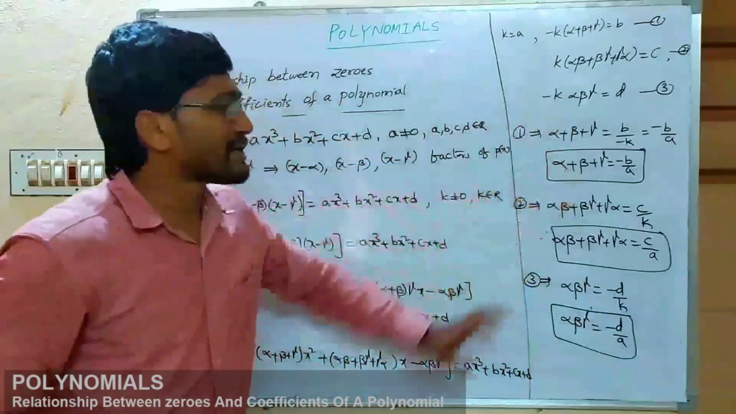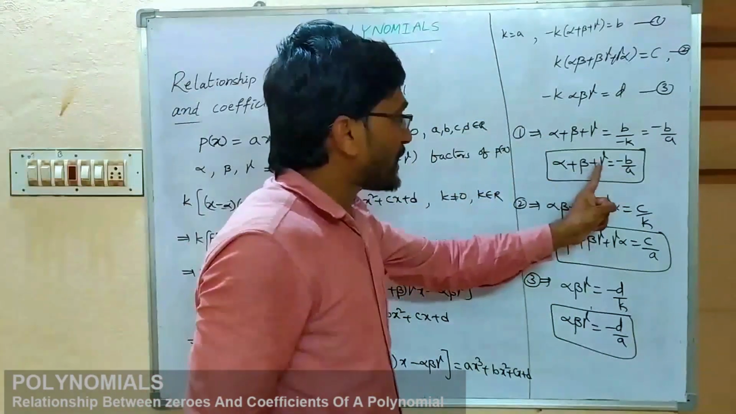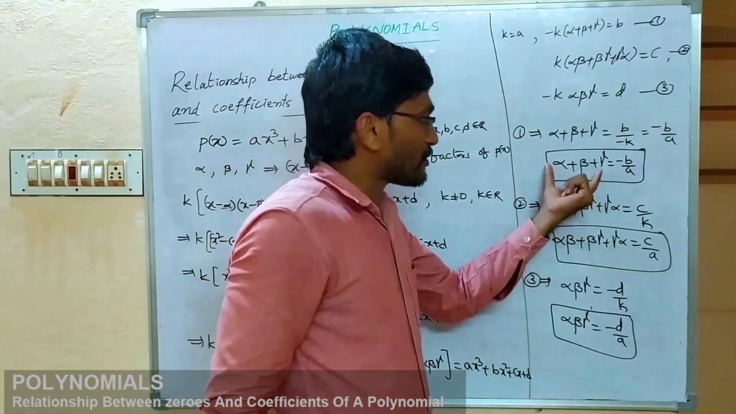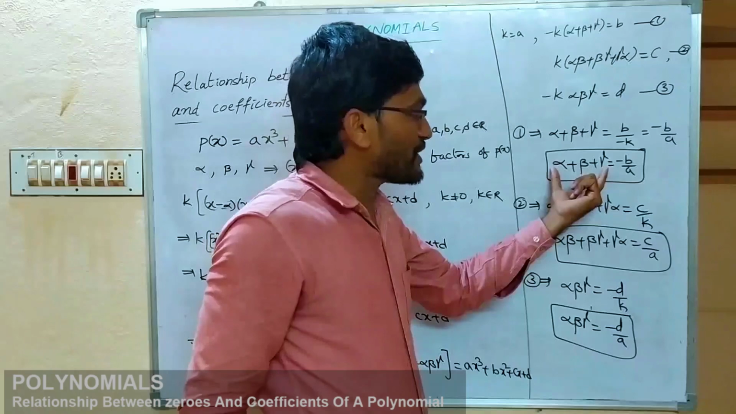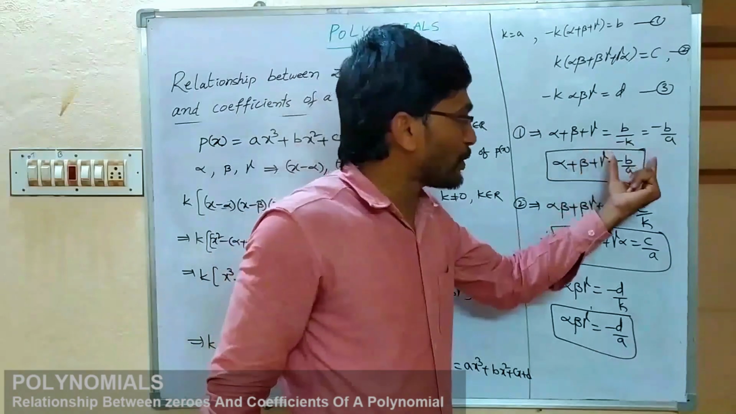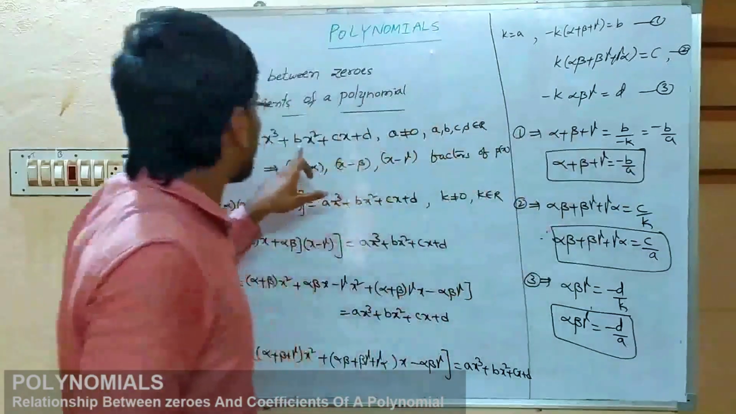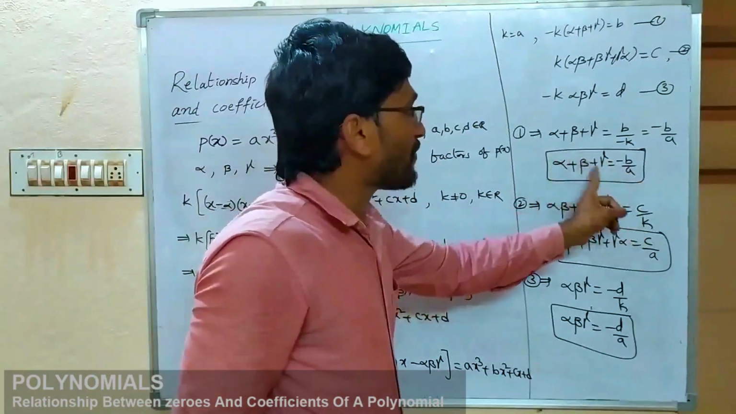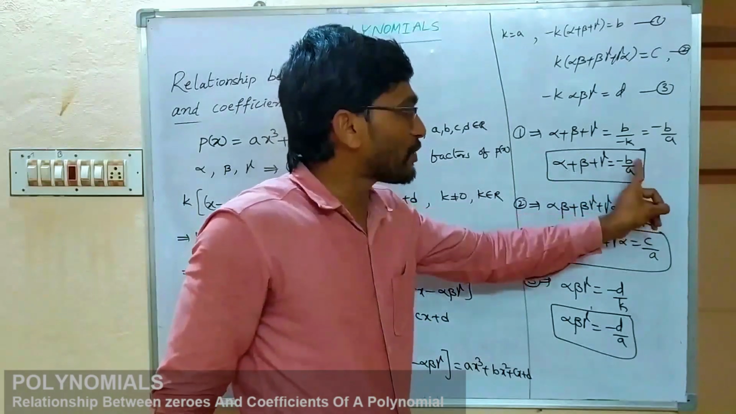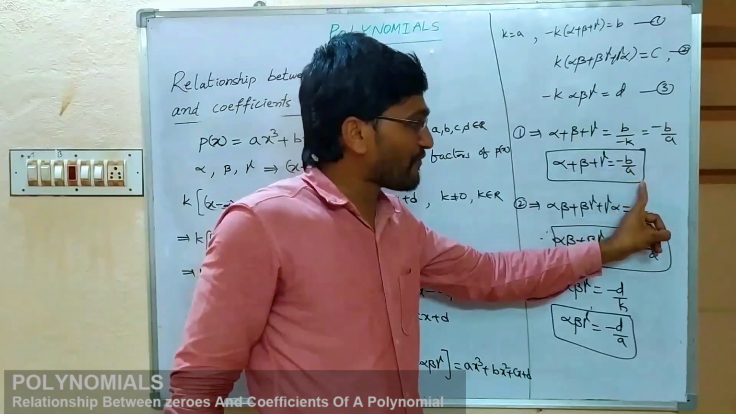These are the relationships between zeros and coefficients of a polynomial. See here, alpha, beta and gamma with plus sign, so it is nothing but the sum of the zeros of a cubic polynomial. Sum of the zeros of a cubic polynomial is equal to minus b by a. That means b is the coefficient of x square divided by the coefficient of x cube. Finally, sum of the zeros of a cubic polynomial is equal to minus coefficient of x square by coefficient of x cube.